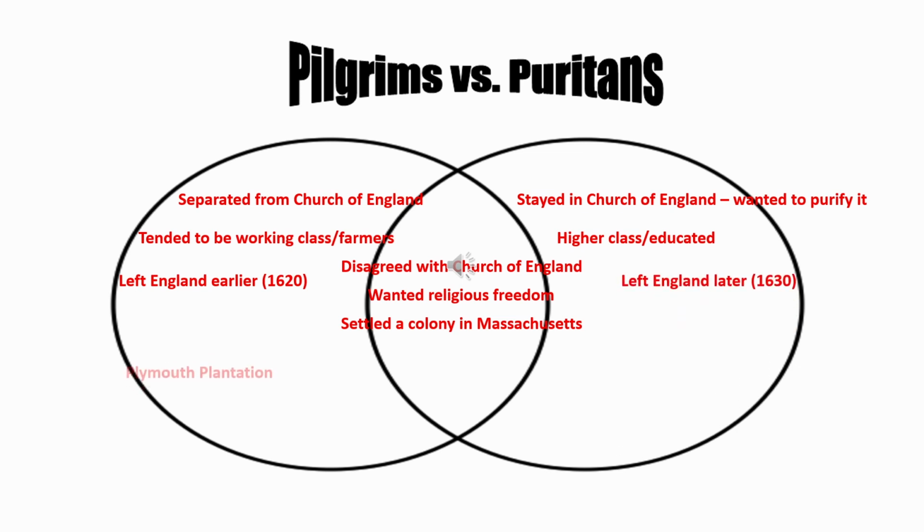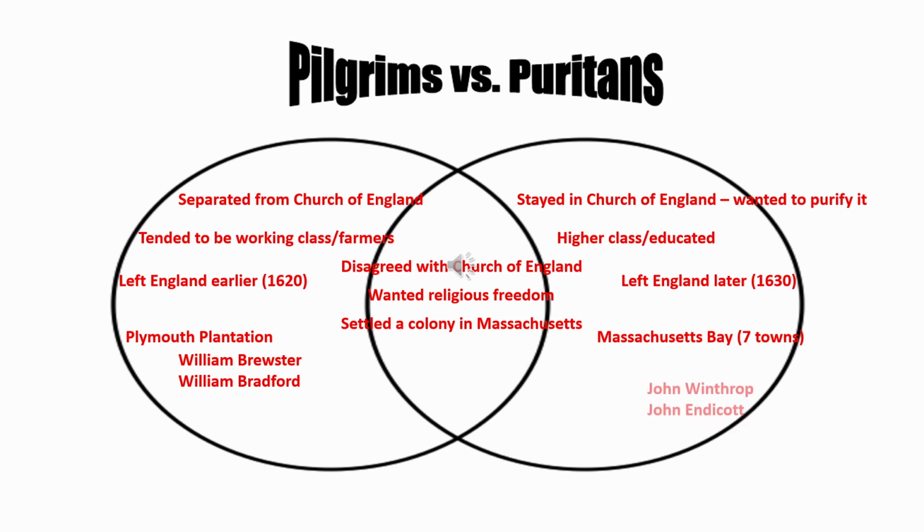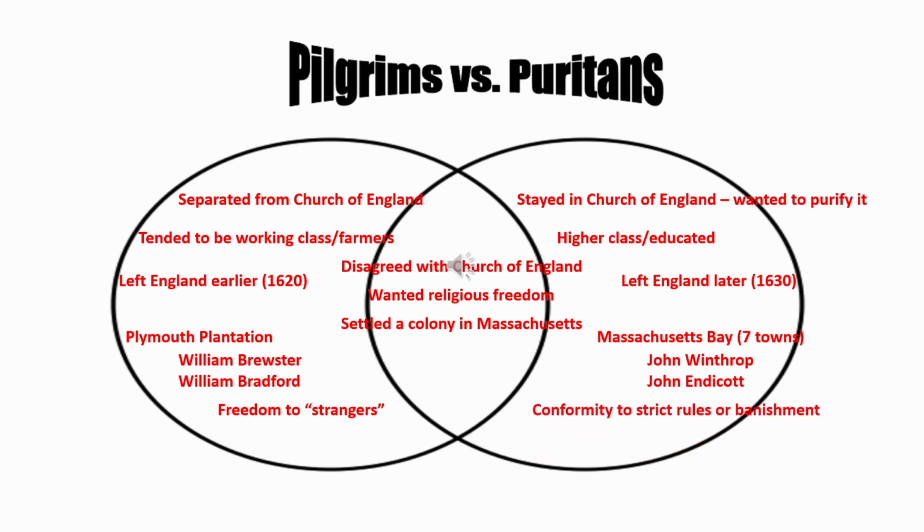The Pilgrims settled Plymouth Plantation, and the major leaders of the Pilgrims were William Brewster and William Bradford. Meanwhile, the Puritans settled Massachusetts Bay Colony and ended up building 7 towns. Their leaders were John Winthrop and John Endicott. The Pilgrims gave freedom to the strangers that were mixed in with them. Meanwhile, the Puritans were known for requiring strict conformity to the rules, or they would banish you.